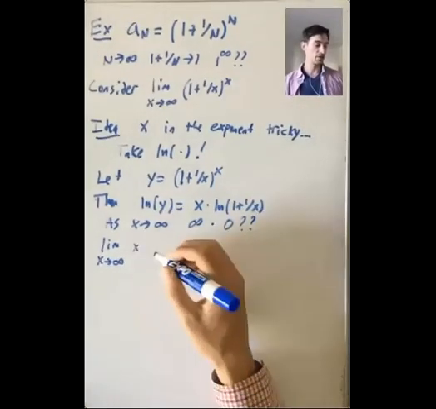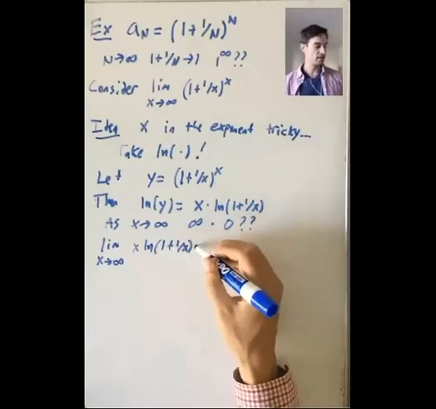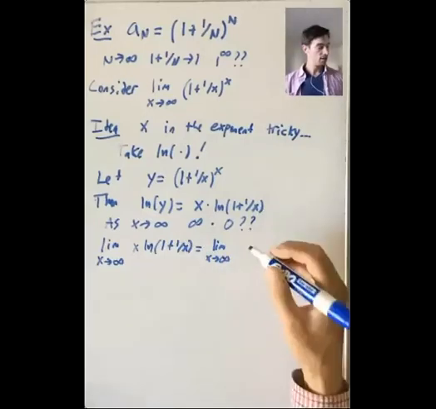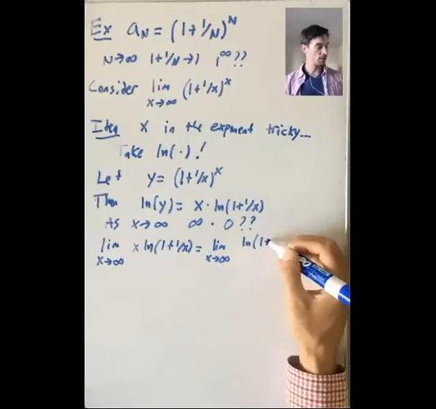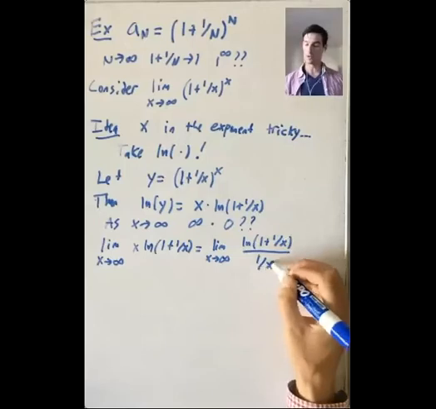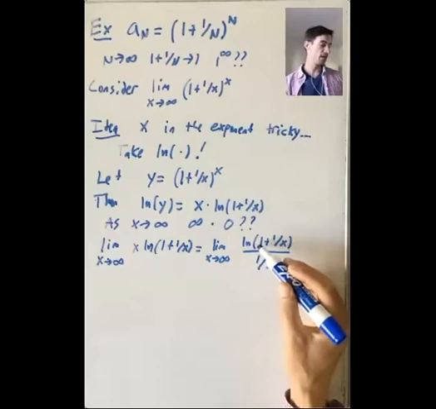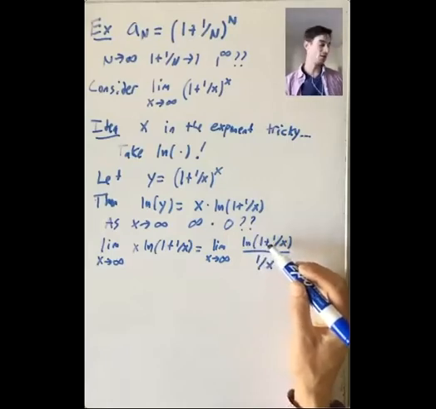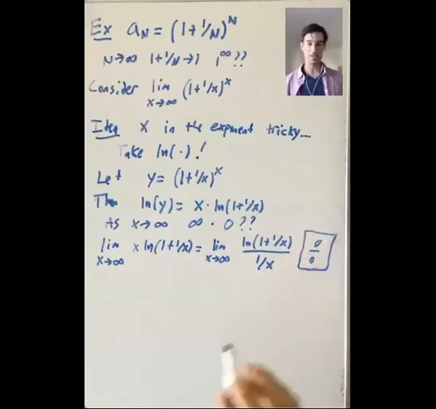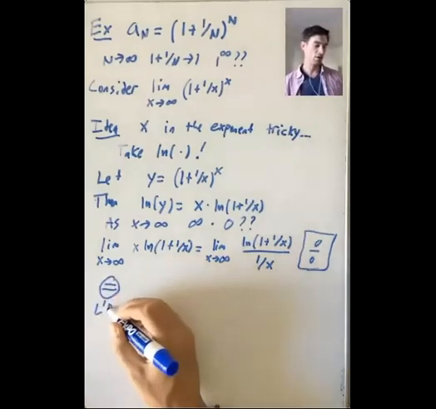So the limit as x goes to infinity of x times natural log of 1 plus 1 over x is the same as the limit as x goes to infinity of natural log of 1 plus 1 over x divided by 1 over x. Why is this better? Because as x goes to infinity, now the numerator is going to 0, and the denominator is also going to 0. So this is a 0 over 0 type limit. And the idea is to apply L'Hopital's rule.